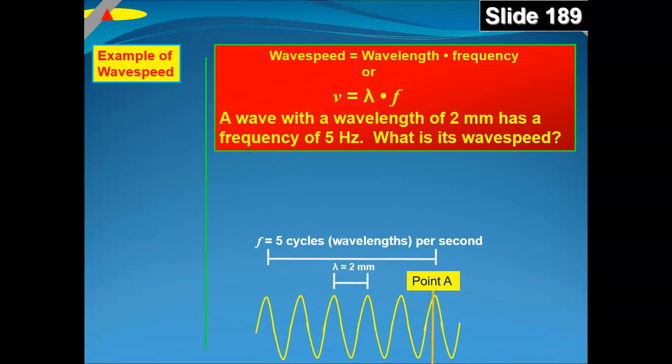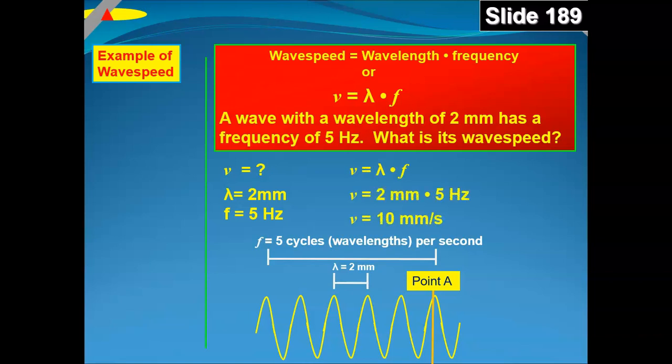So there's the formula again. A wave with a wavelength of 2 millimeters, so that's a unit of distance, has a frequency of 5 hertz, that's how many cycles, how many times it goes down and back up again. What is the wave speed? So very simple, velocity, wave speed, equals lambda, wavelength, 2 millimeters, times frequency, 5 hertz. You plug in the numbers and you get 10 millimeters per second. The velocity is 10 millimeters per second.